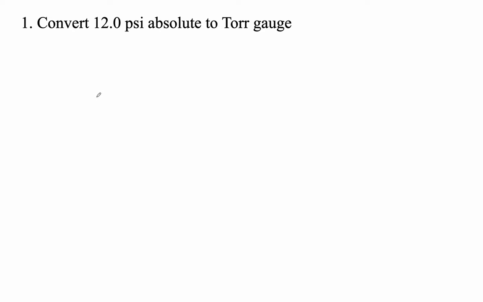Okay, so we want to convert 12 psi absolute pressure to torr gauge pressure. So let's talk about gauge pressure first. Remember, gauge pressure is how much more than an atmosphere we have.